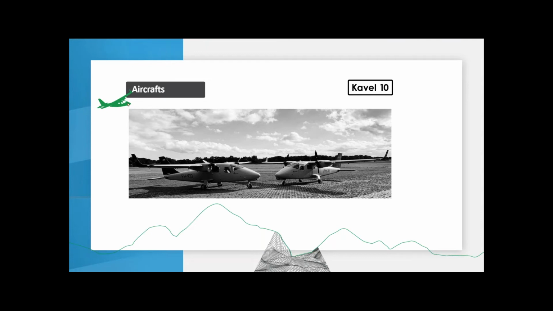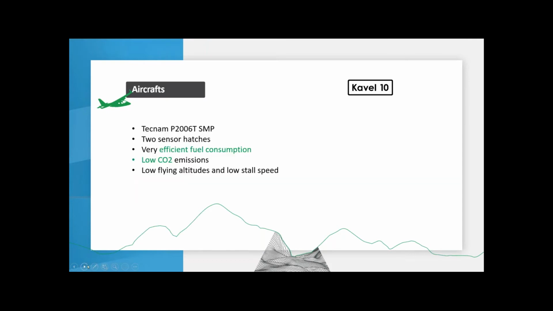So basically, we own two aircrafts. So those are Tecnam aircrafts from Italy. And why we chose those aircrafts, let me see if I can go to the next slide. Yes, this works good. So these aircrafts, they're very efficient. They're new. So we are also using not only the latest and newest sensor technology or software technology, but also the latest and newest aircrafts available on the market. So we have a very efficient fuel consumption and low CO2 emission.